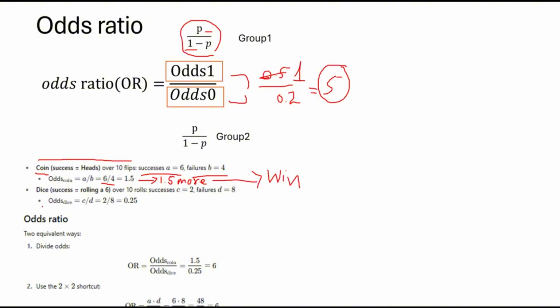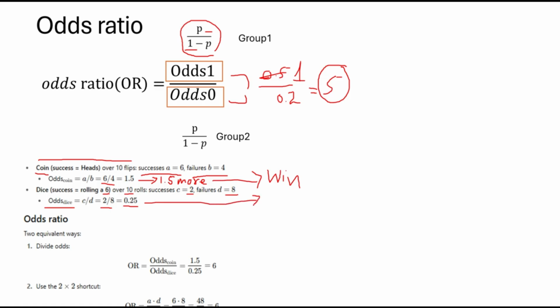If you see that in the dice roll, you have 6 possible states, and you roll the dice 10 times, you get just 2 times the desired number and 8 times failure. Because you have many states, it's not possible that you get the same number every time. So in the dice, if you get 2 by 8, your chance of winning is 0.25.